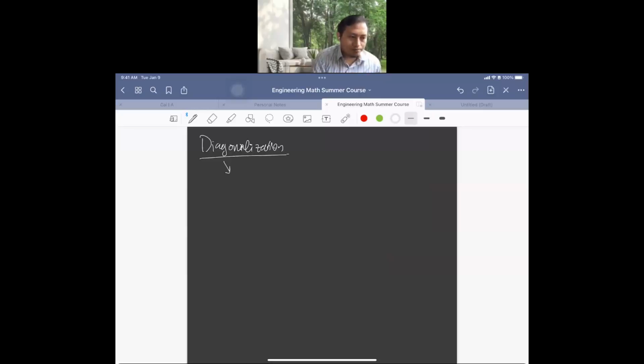Okay. So diagonalization will be an application for eigenvalues and eigenvectors. By definition, I think I will just give you the important part. Okay, let me check your textbook first.